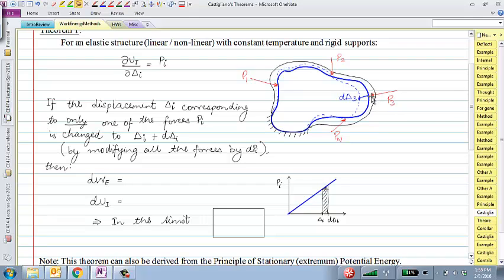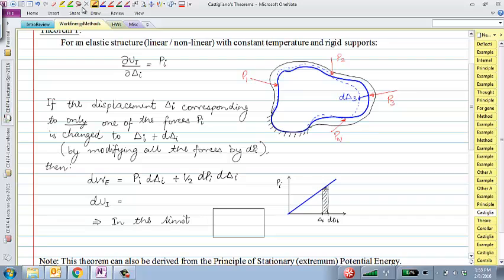What I'm doing now is changing the displacement of this point while P3 is already applied. Since P3 has already been applied, it remains there, and the work done here is equal to this area right here. So assuming that this is P3 and delta 3, the area is this area right here, which I will write as Pi delta di plus half times dpi times delta di.